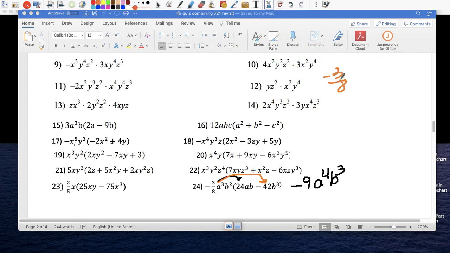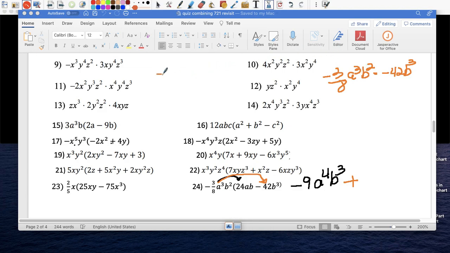Negative 3/8 a cubed b squared times negative 42b cubed. First of all, it's a negative times a negative, so it's going to give us a positive. 42 divided by 8, so please don't write decimals. You can write decimals if they're terminating, but if they're like 3.66666, some of you wrote 3.66. That's not really the same thing. So leave it as a fraction.